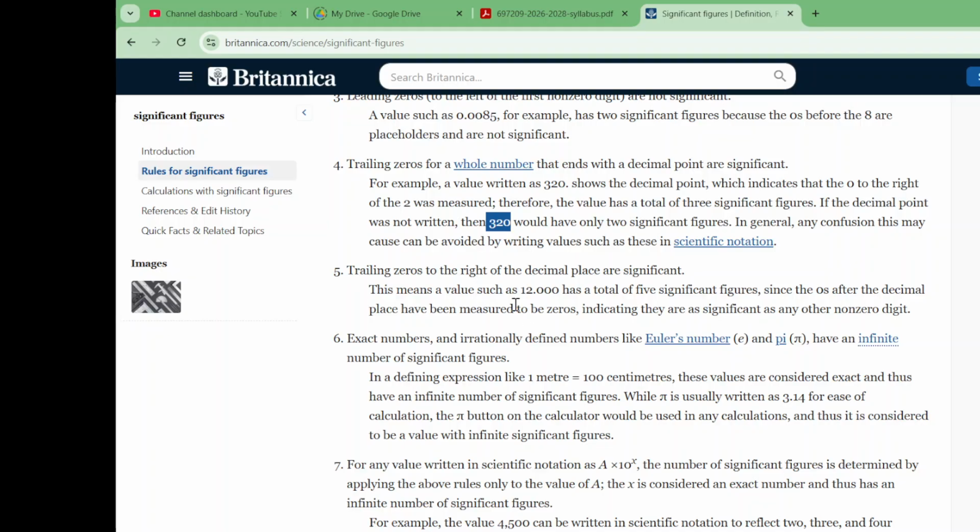Okay. Got that. And then trailing zeros, meaning the zeros that come at the end of a number to the right of a decimal place, are significant. So if it's written 12.000, it is 5 significant figures.